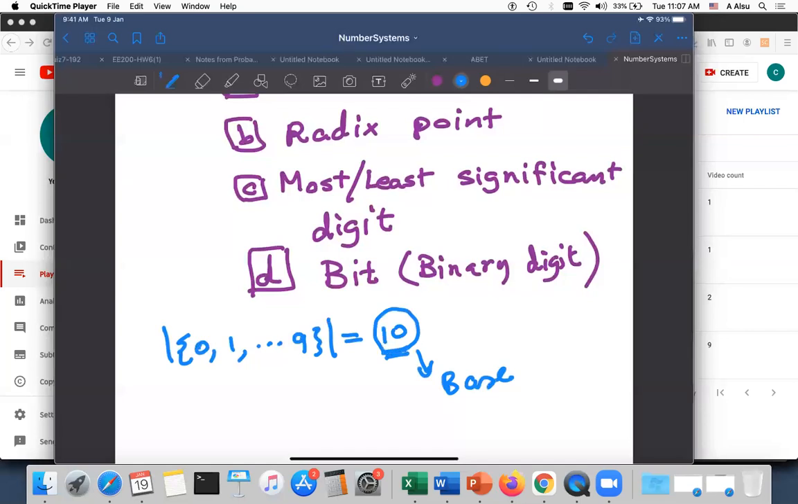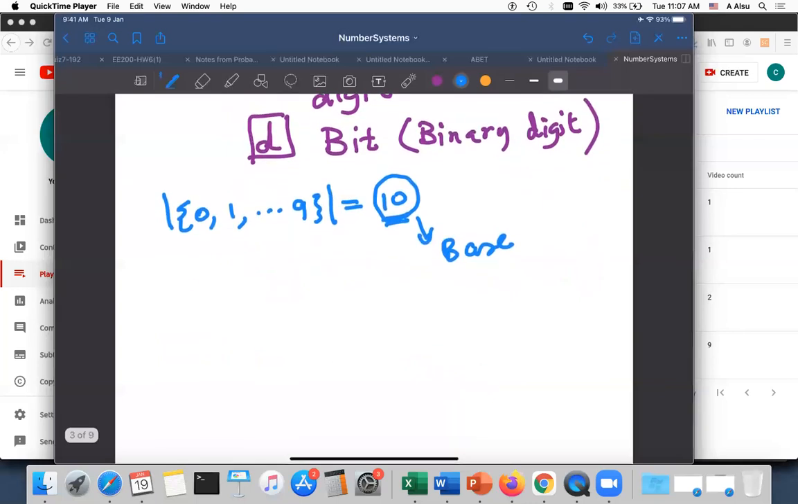Whereas the binary number system, how many possible digits in the binary number system? 2. Either 0 or 1, which is 2. Excellent. So the base of the binary is 2. The binary number system has a base of 2. However, it has a name, it's called the binary number system. And if we say binary number system, we don't have to mention the base. The base is by default 2. Even in the decimal, the base is 10 by default.